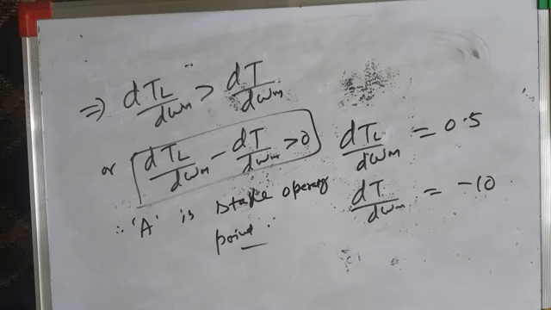And with the help of this numerical example also, we have tried to learn how to find whether a particular operating point is a stable operating point or not. If this condition is true, then the operating point is stable operating point. Otherwise, it is not a stable operating point.